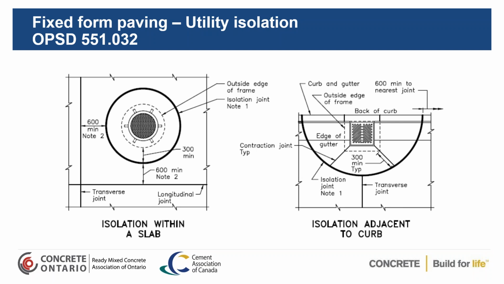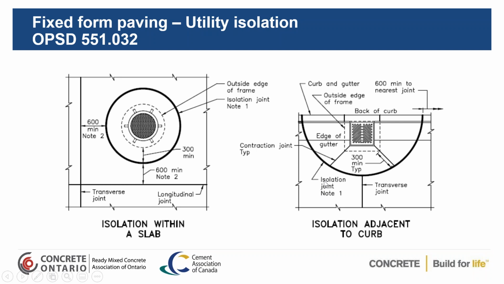You can put your isolation joint around the manhole. That's a fiber board to allow the pavement to move. There's various types. There's telescoping manholes too as well that can be done, but this is the OPS 551. It doesn't talk about that. Then you do the isolation of your adjacent catch basins as well.